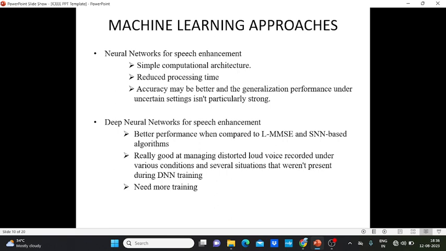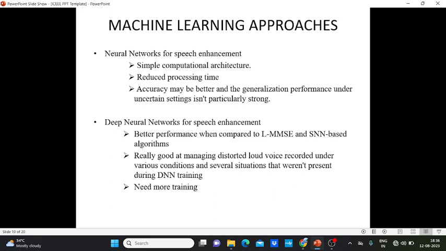Very important point: accuracy may be better. The generalization performance under uncertain settings is particularly strong. Deep learning neural networks give better performance compared to the previous methods, least minimum mean square error and signal to noise ratio based algorithms. They are really good at managing disturbed, loud voice recorded under various conditions.